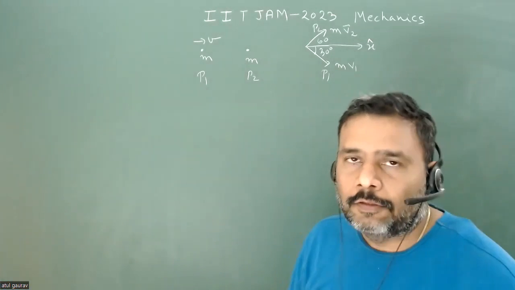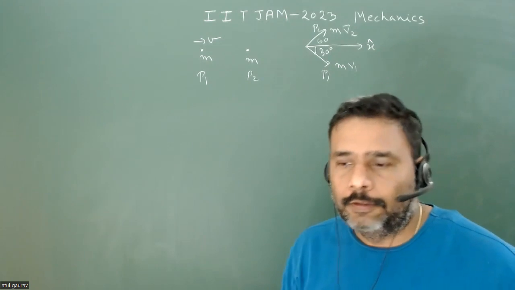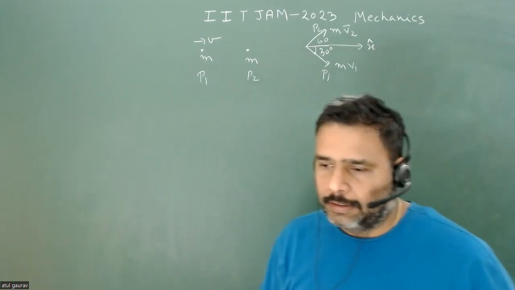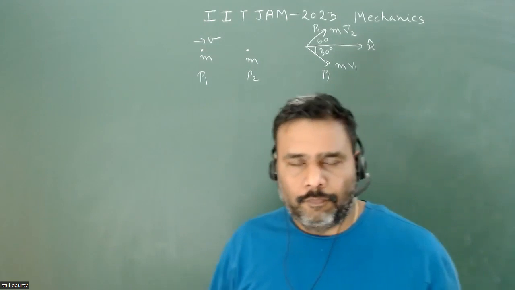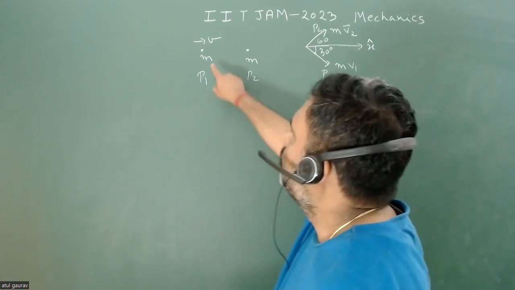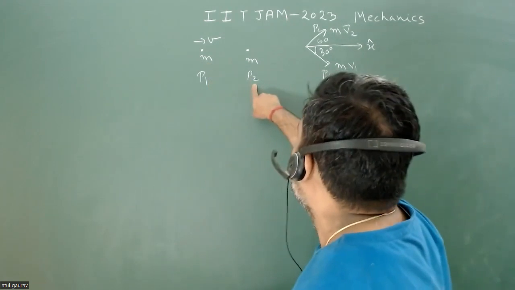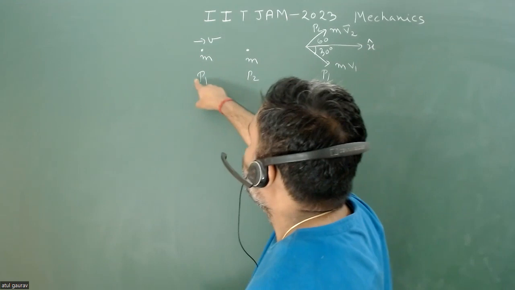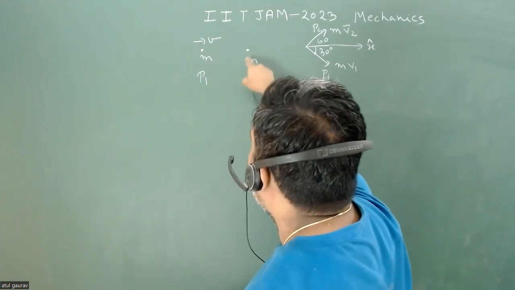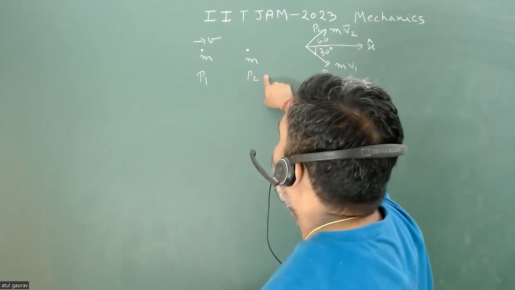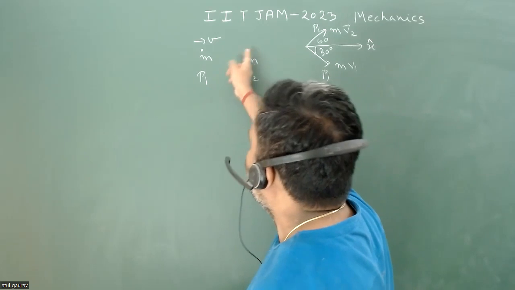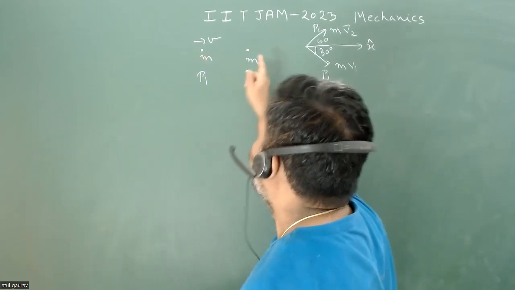Hello students, let's try to solve one more problem from IIT JAM 2023. This problem is from mechanics, from collision, and it is a very nice problem. Actually, a full concept is involved there. The calculation is very simple. There is one particle P1 and another particle P2. P1 is moving with velocity v and is just going to collide with particle P2, which is initially at rest before the collision, and both have the same mass.